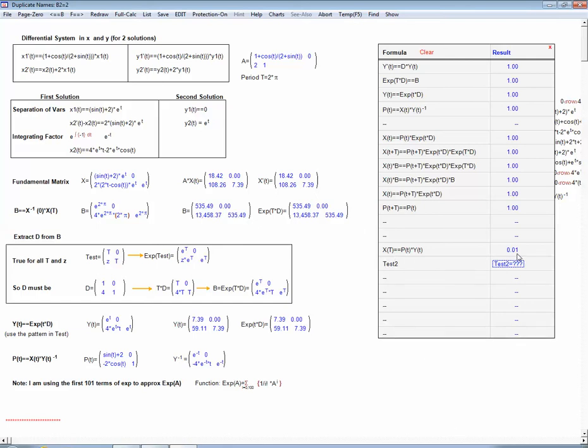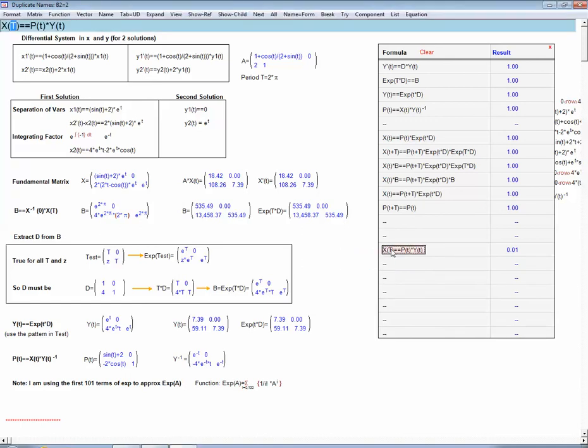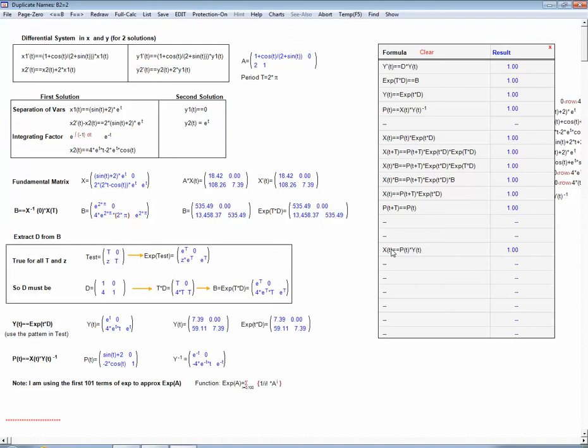Okay, that didn't work out. That's 0.01, so there's something wrong there. First, let me get rid of that. We don't need that. What's wrong is I put the wrong thing in here. Okay, now the 1 says that's true. We know this has to be true, so that'll tell us how to get P of T. We just solve this thing. We know X of T, we know Y of T, so then P of T has to be X of T, and we multiply on the right by Y inverse of T, and so that's how we get this thing down here.